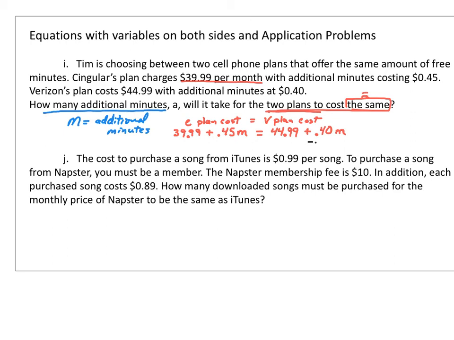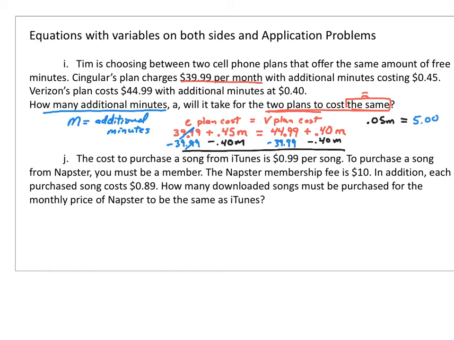Let's just subtract 0.40m from both sides. And I'm running short on space, so I'm also going to do something else at the same time. On the left-hand side with my minutes, 0.45 minus 0.40 is 0.05. So that's 0.05m. Okay? But at the same time, I'm also going to subtract 39.99 from both sides. Because see, that way they cancel out over here. And 44.99 minus 39.99 is like $5.